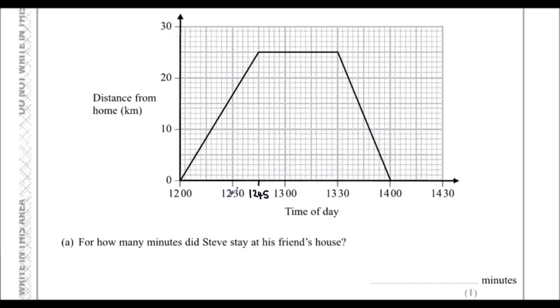12:45, which is halfway between 12:30 and 1 o'clock, and 1:30. So 12:45 to 1:30, 13:30, is 15 minutes and 30 minutes, which is 45 minutes.